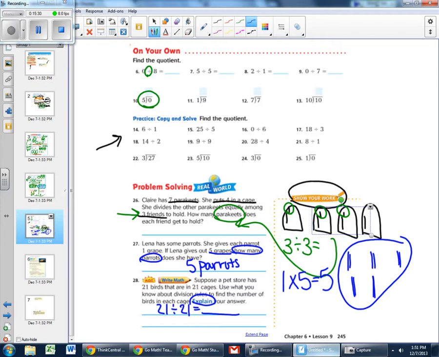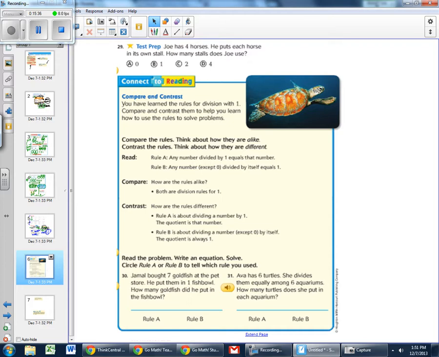You'll come back and finish the top part of this on your own after we go on to the next page. Just has one quick question up there. Joe has 4 horses. He puts each horse in its own stall. How many stalls does Joe use? Think about those divisions that we just used.